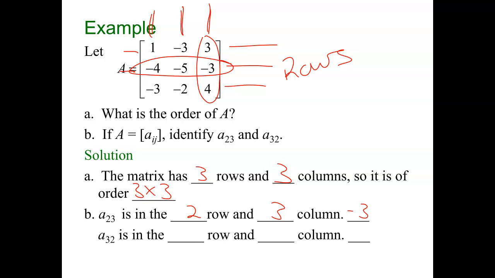Element a sub 3,2 is going to be in which row? Third. And which column? 2. So what number is in the third row, second column? Negative 2. That's not bad. Third row, second column. If I had to take a gander, I would say it's harder than this. Not today, at least. So the homework: a sub 2,3 says, what is the element in the second row, third column? And a sub 3,2 says, what is the element in the third row, second column?